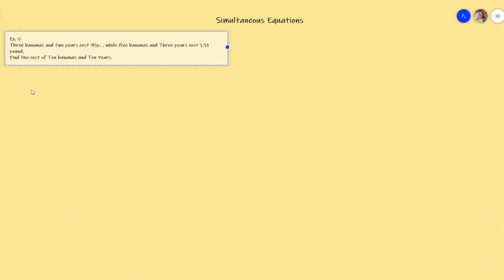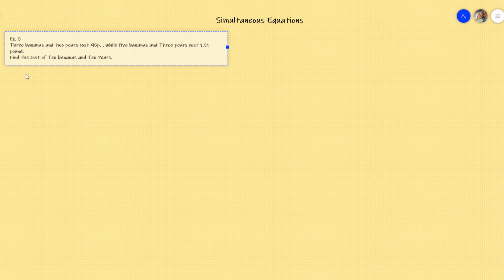In example 5, we will begin to have the word example. As we used to, it will be easier if we read carefully in order to translate from English to mathematics. Here they said 3 bananas and 2 pears cost 95 pence. And for your info, 1 pound has 95 pence. While 5 bananas and 3 pears cost 1.51 pound. Find the cost of 10 bananas and 10 pears.